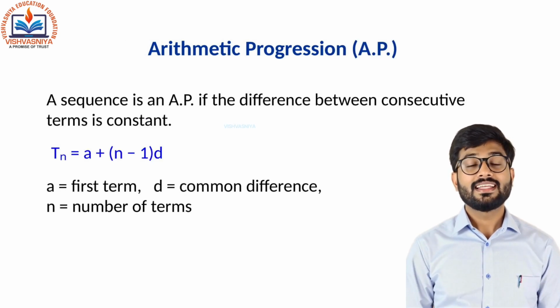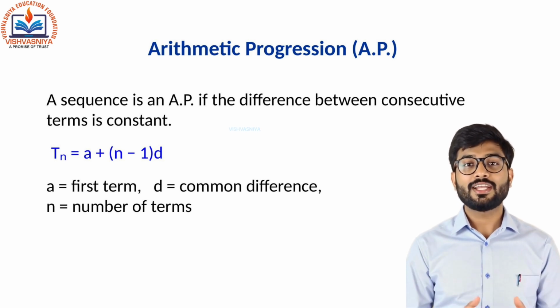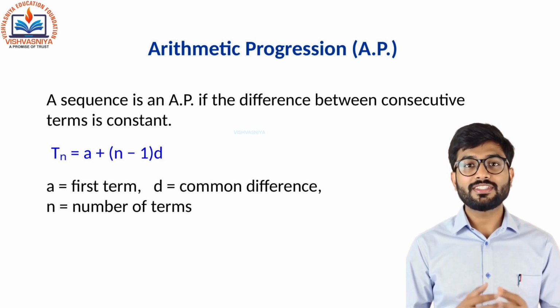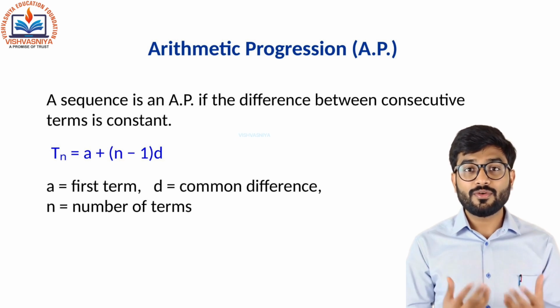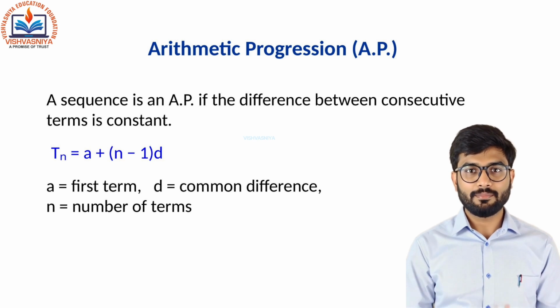A sequence is said to be in arithmetic progression if the difference between any two consecutive terms is always the same. That constant difference is called the common difference, written as d. If the first term is a, then the sequence can be written as a, a plus d, a plus 2d, a plus 3d, and so on.